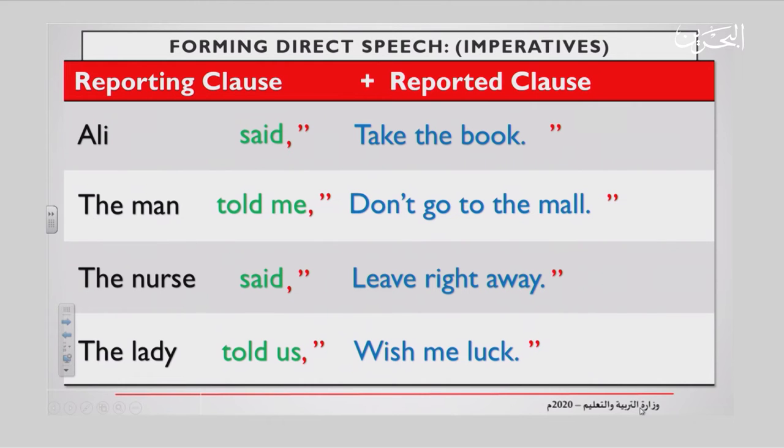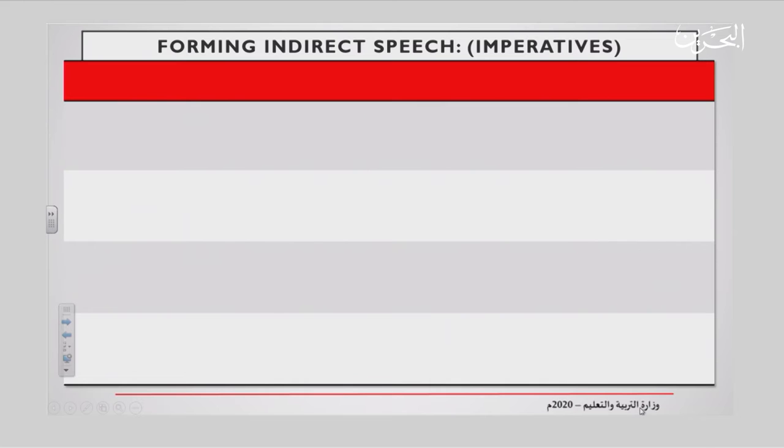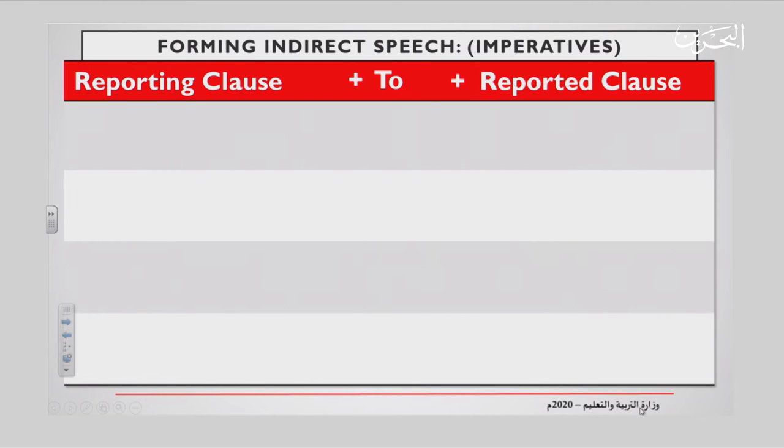All right, now we go to the indirect speech. Now, forming the indirect speech using imperatives, you start with the reporting clause plus a preposition, which is "to", plus the reported clause. You start with Ali said to. Now you have to use the imperative "to", and then, take the book. Ali said to take the book.